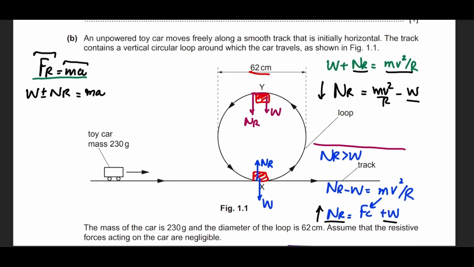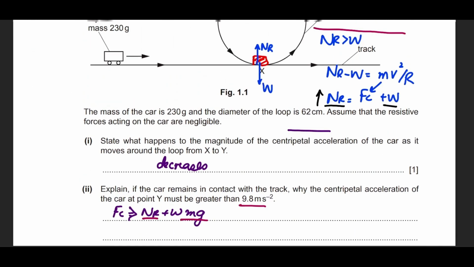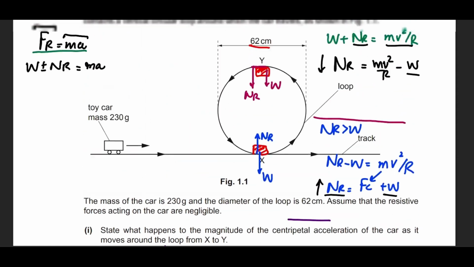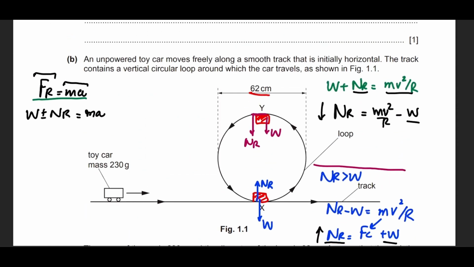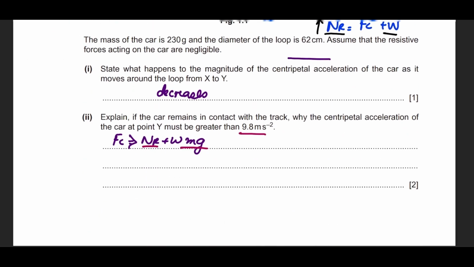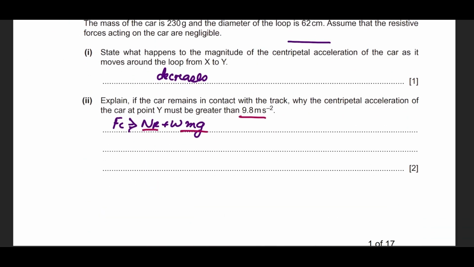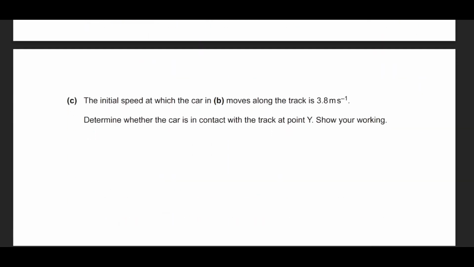Okay. So this is why we're getting these answers, that when it goes from x to y, when it goes to the top part, the whole answer is becoming smaller. So the centripetal acceleration will be smaller. Okay. All right. And the same idea can be used to explain this part as well. Let's move to the next question.